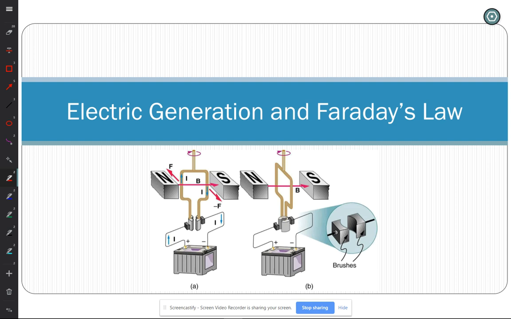Okay, I know one of the group projects is going to be making an electric generator. So today we're going to be looking at electric generation. We're going to start though with a number of problems. You know, excited to do problems?